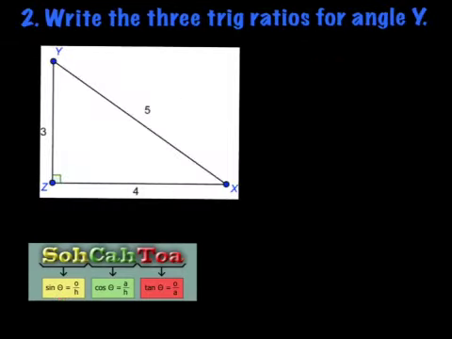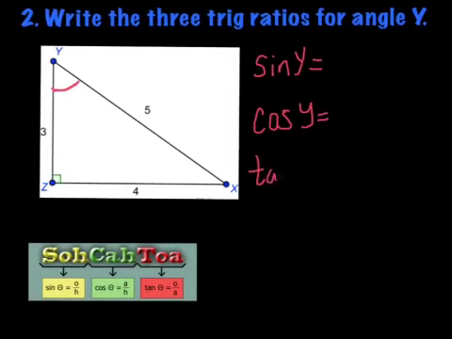Okay, number 2 looks pretty similar to the last problem. Now we're working with angle Y. So, angle Y, we're working with this one. Okay. We have to write all three trig ratios, so we need to find sine of Y, cosine of Y, and tangent of Y. Okay, and they're going to be fractions because we're writing trig ratios.